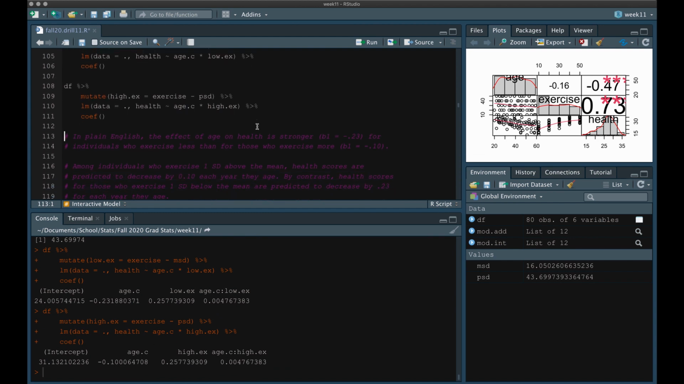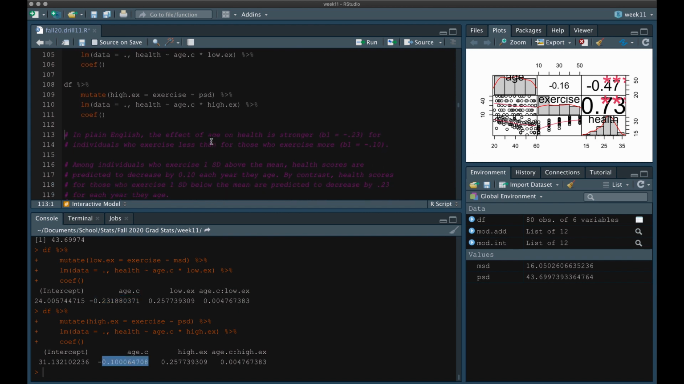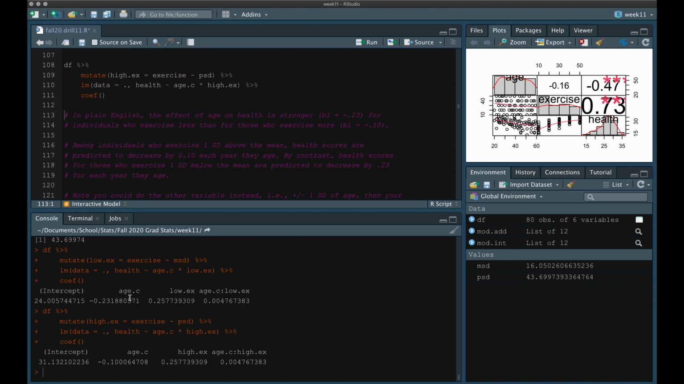When we look at them, the plain English interpretation is that we can look at the effect of age for people. Here's the effect of age for people who don't exercise a lot. Here's the effect of age for people who do exercise a lot. And we can see that the effect of age is a lot stronger for people who don't exercise than for people who do. That makes sense, because people who don't exercise a lot are below average on the amount of exercise, so we expect getting older to negatively affect their health more.